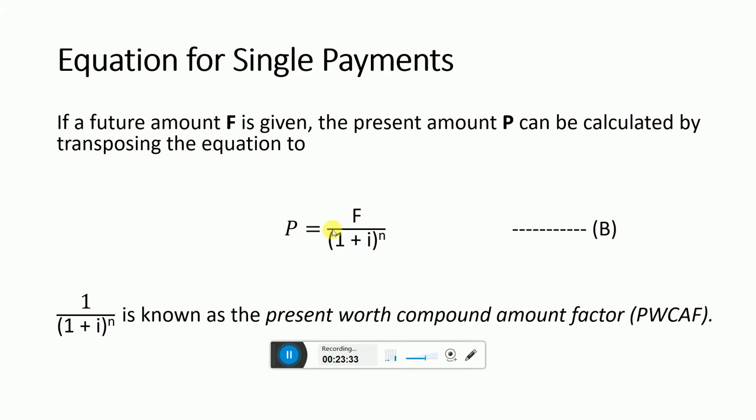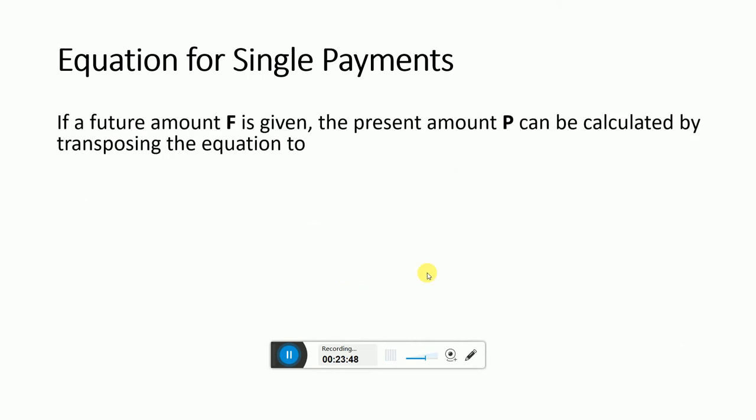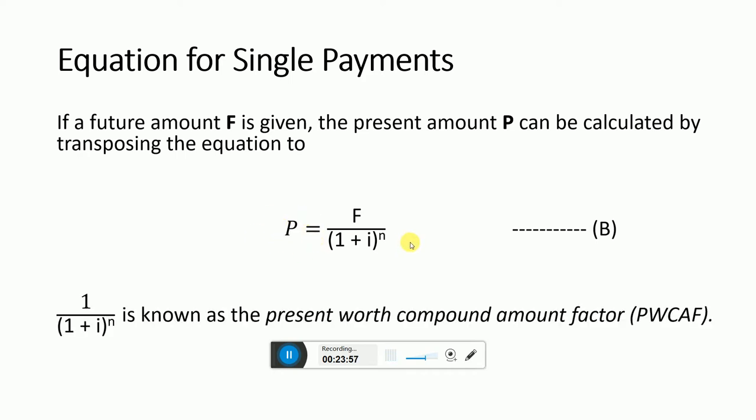So these two equations, we have to remember this. This one is for when we have to calculate the future amount, but we have the present worth. But this equation we will use when we have the future amount, but we have to calculate the present worth. This factor is important, which is known as the present worth compound amount factor.